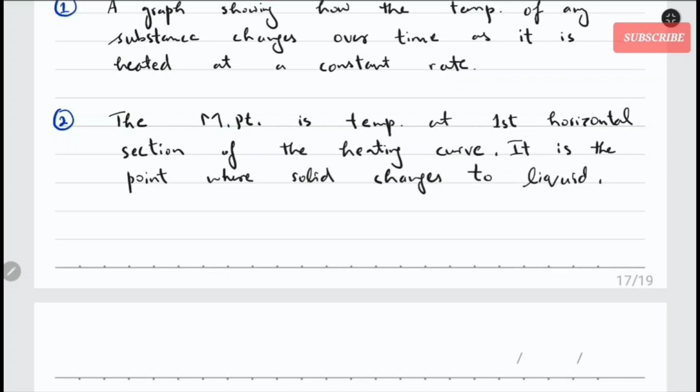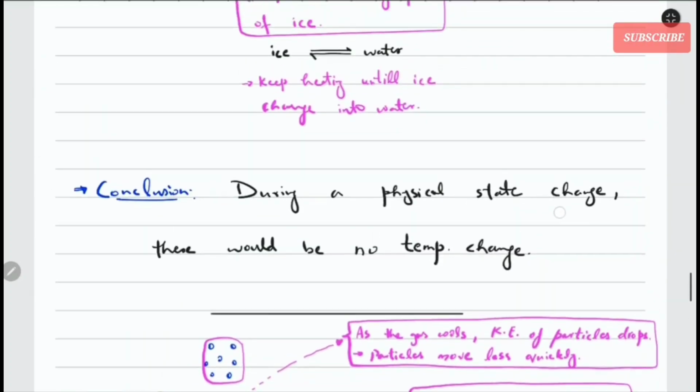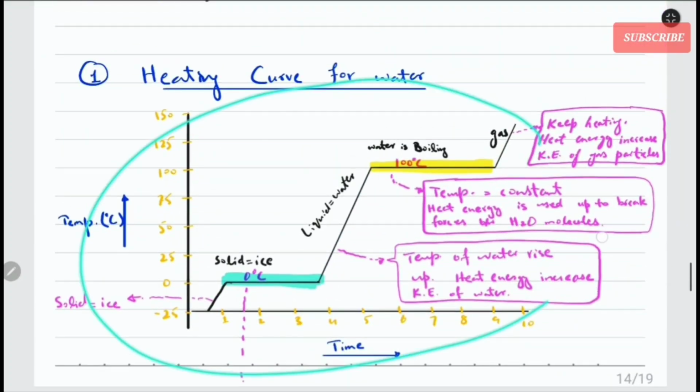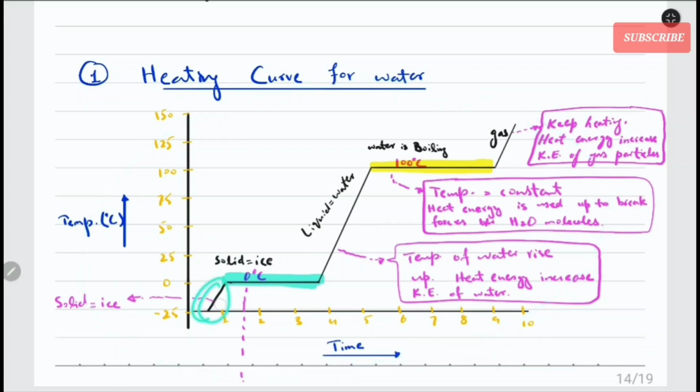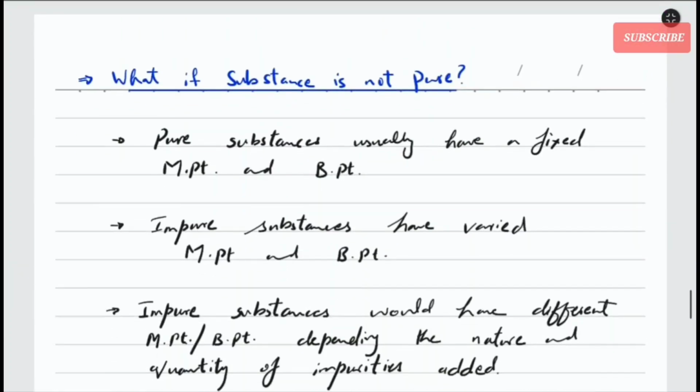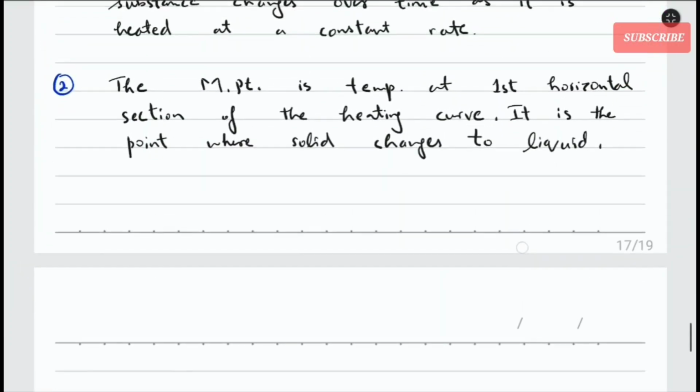Let me show you. Let's go back there and have a look at it. So this is the heating curve. We started at solid. This blue area I have highlighted is at 0 degrees Celsius for ice. For different substances, for different solids, it would be a different temperature. Okay, for ice it's 0. So this is the point where it gets flat. So this is the first flat area where the solid is melting.